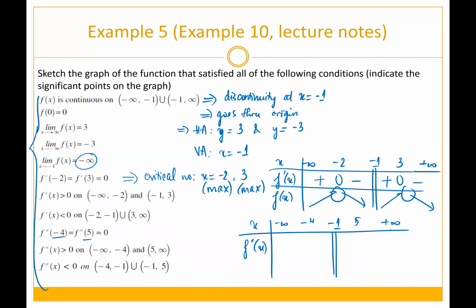So then f double prime changes sign from positive to negative, and then positive again. Therefore, you have this one concave upward, this concave downward, and then concave upward. So from that, let's start graphing it.